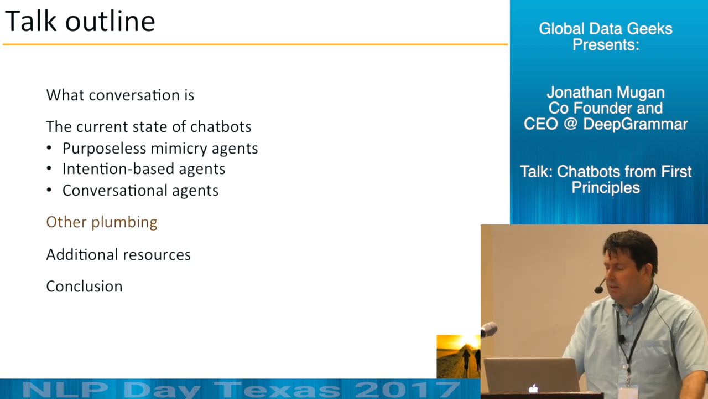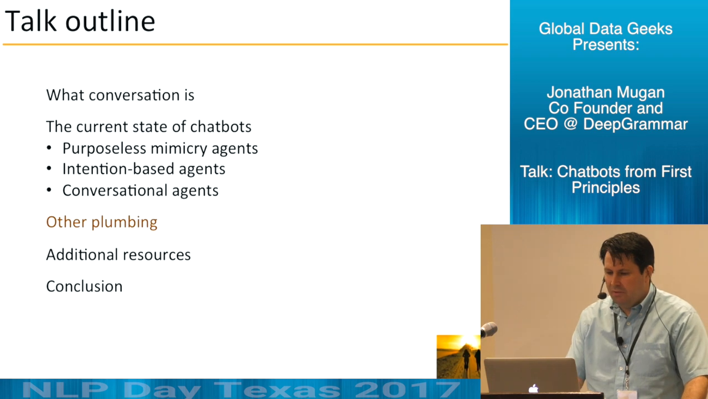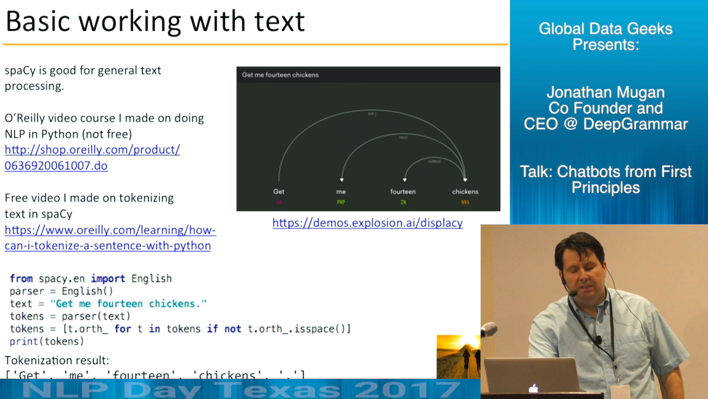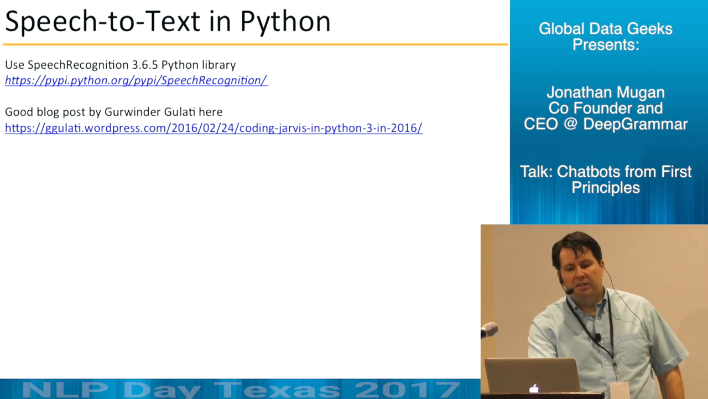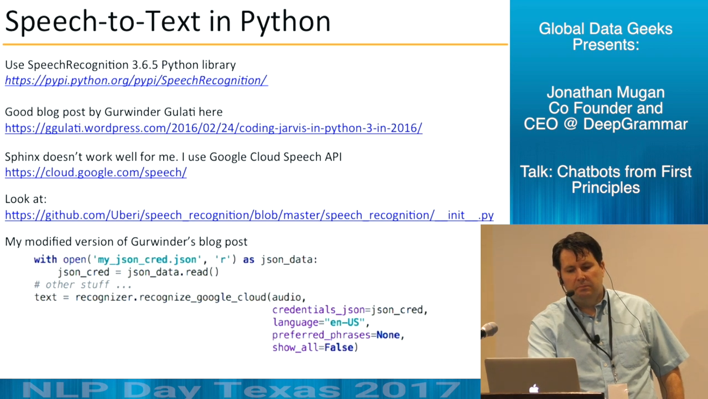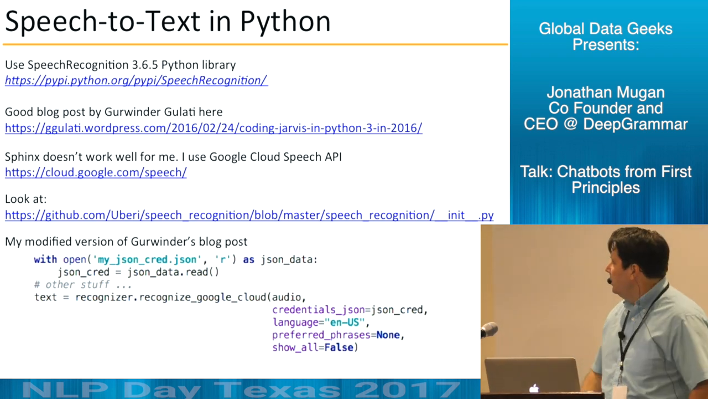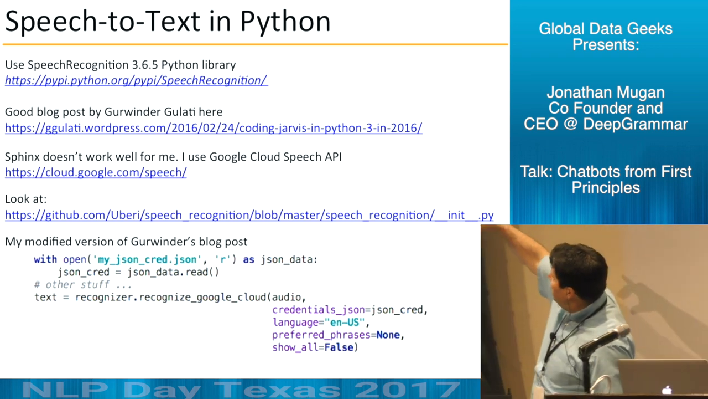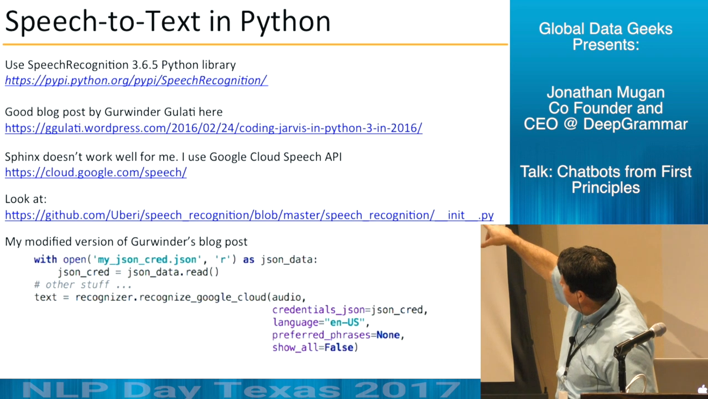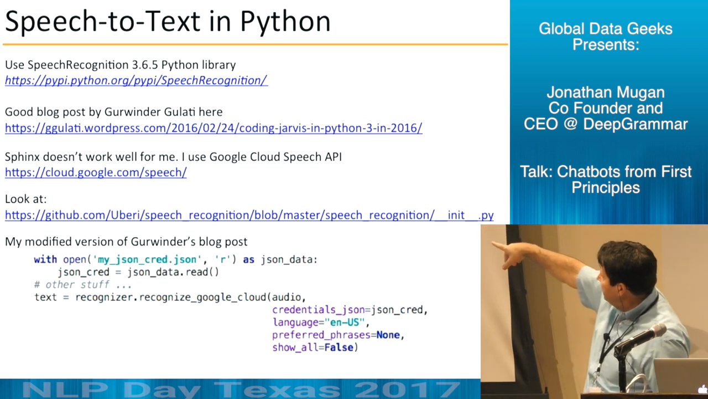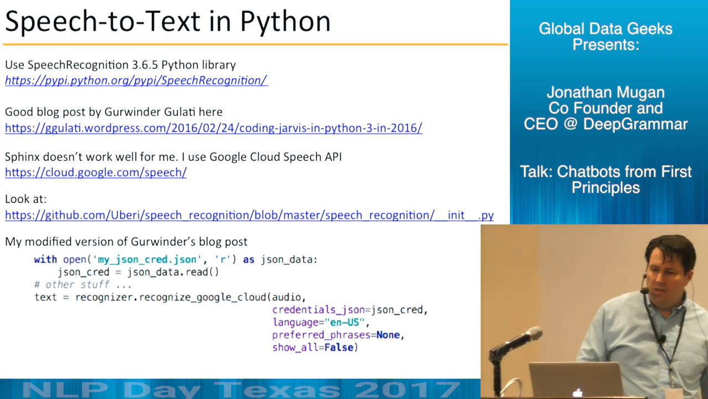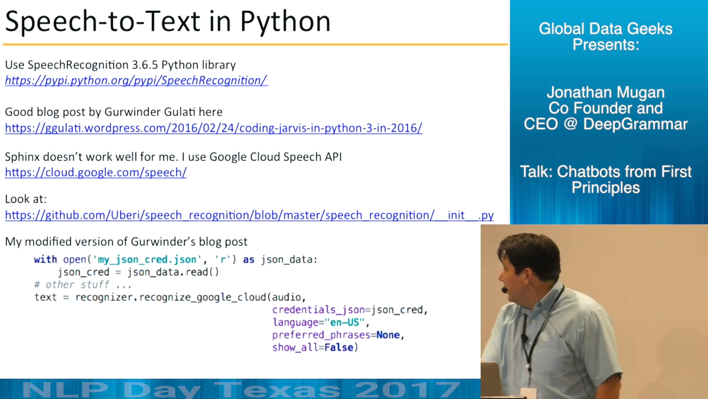And other plumbing, since I'm going to put the slides online, we don't have to go through this in too much detail. spaCy is a great way to work with text. You can do parsing. Speech to text is a hard problem. There's a Python library for it. And then there's a nice blog post that uses Sphinx. I found Sphinx didn't work very well. I used the Google version, and I'll show you how to do that.